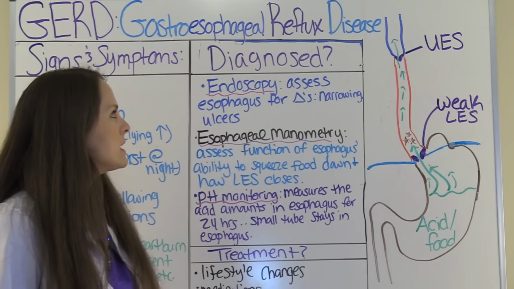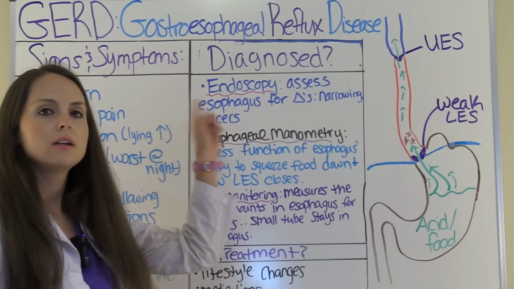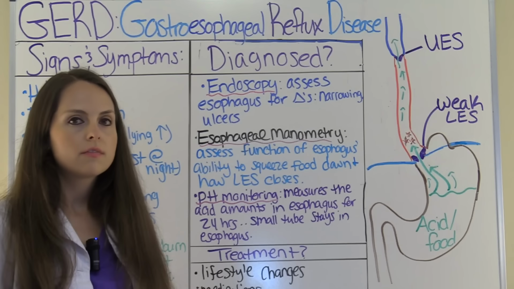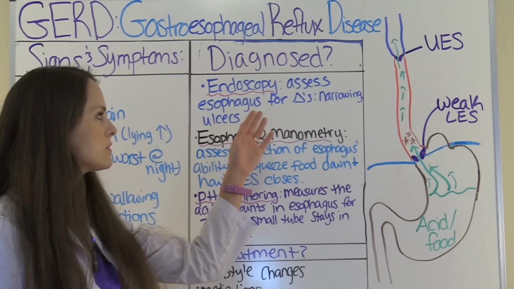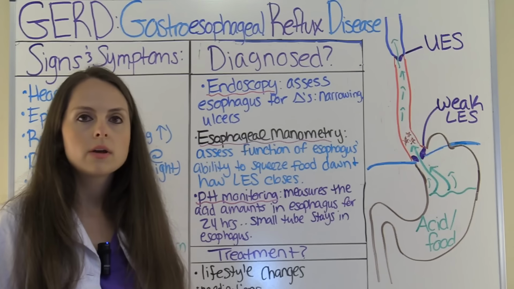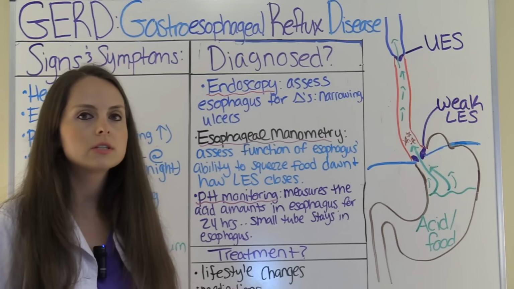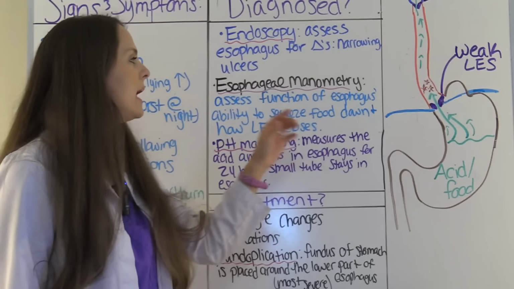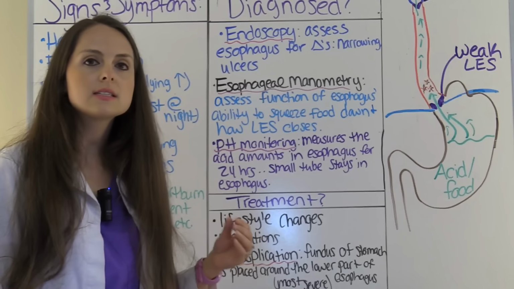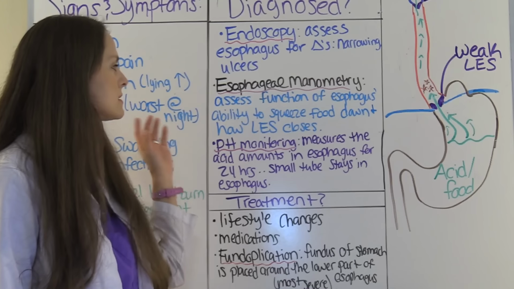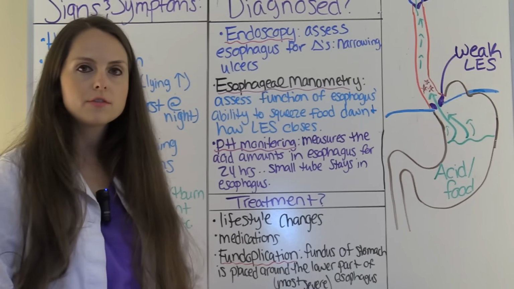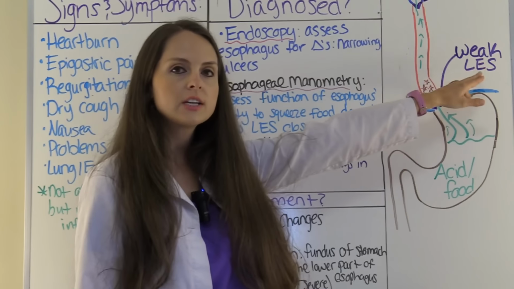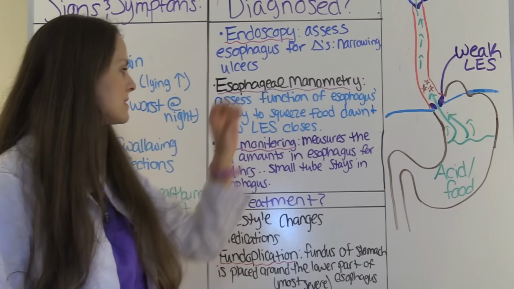Okay, one way to diagnose GERD is an endoscopy, where they take a scope, they look down through the esophagus, and they can assess the esophagus for any changes like narrowing, ulcers, erosions, things like that. Another test is esophageal manometry, and this is where they assess the esophagus's ability to squeeze that food down into the stomach and how that lower esophageal sphincter is closing. So that can assess that.